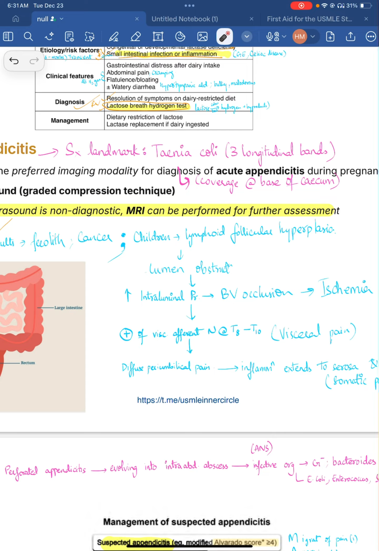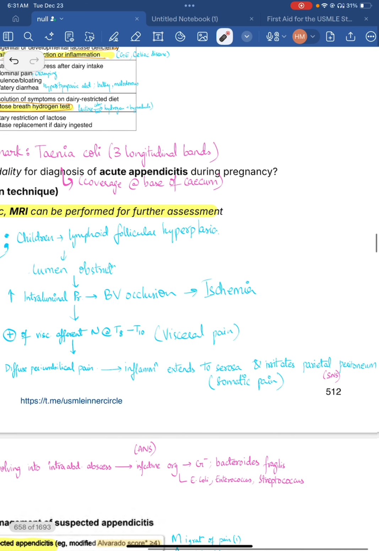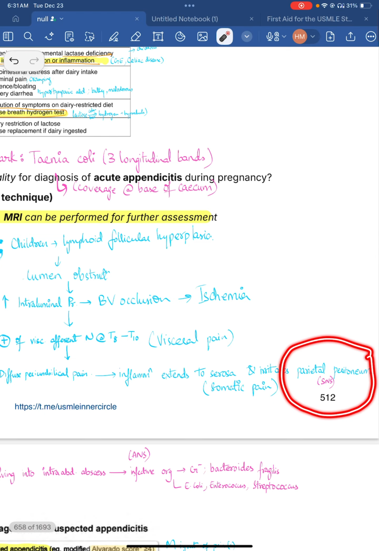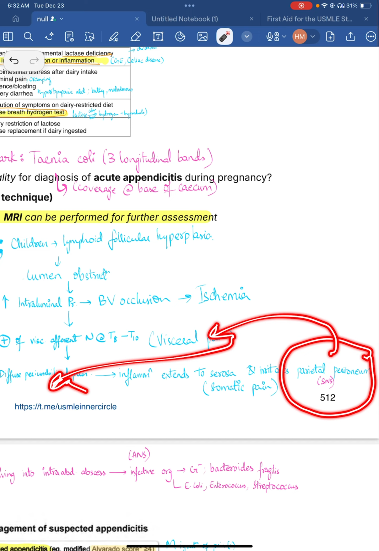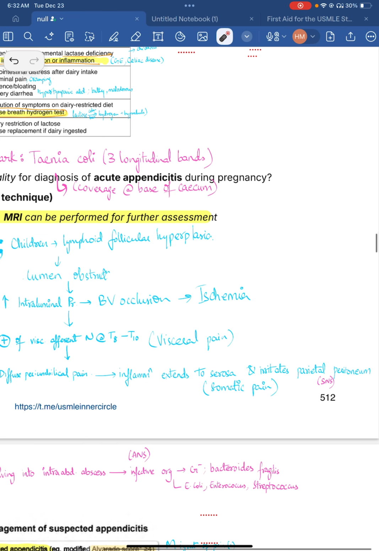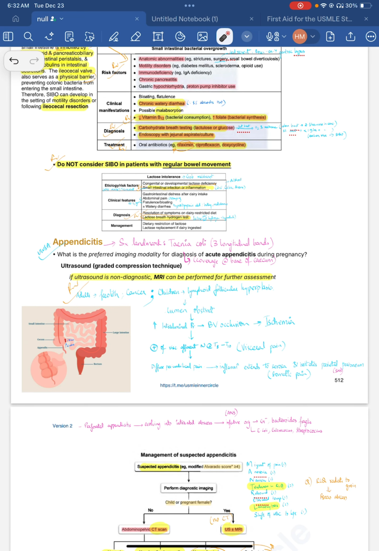So initially, due to the activation of afferent nervous system, you have periumbilical pain. Now, as the inflammation extends to serosa, it irritates parietal peritoneum. Initially, it was only visceral peritoneum. That's why you had periumbilical pain. Now parietal peritoneum is also getting involved. Then you will have somatic pain. This is how it progresses in children.